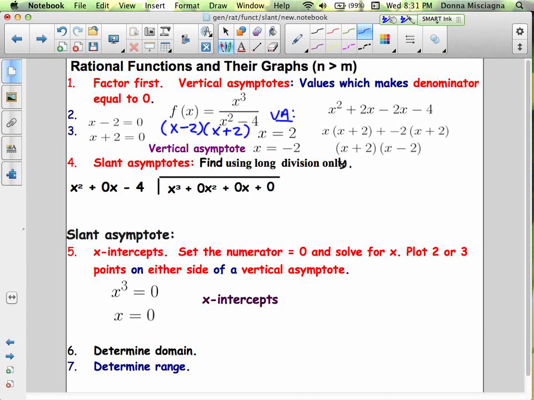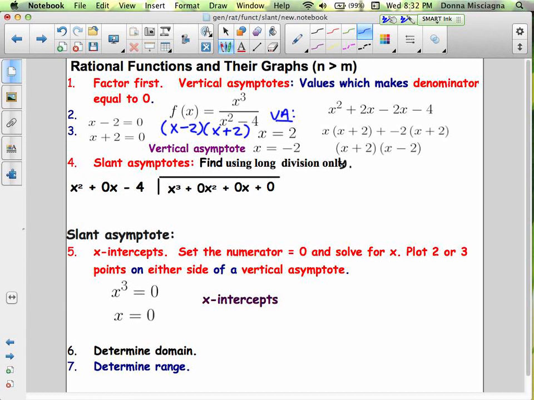So now we're going to find the slant asymptote, and we have to find this using long division. We cannot use synthetic division because our divisor is not just x plus or minus a constant, it's an x squared. So if we're dividing by x where we have a coefficient, then we're going to use long division, but otherwise you can use synthetic.